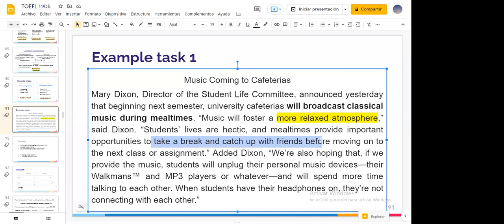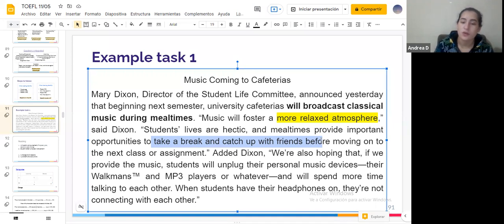Maybe help the students to talk and connect with each other. Great. So yeah, they want to help students connect with each other. I like that. So yeah, exactly.